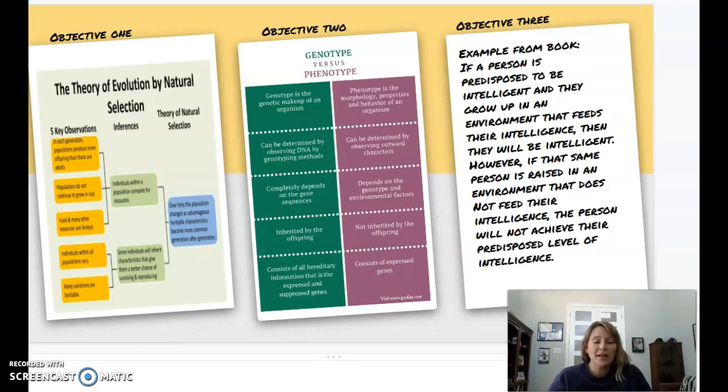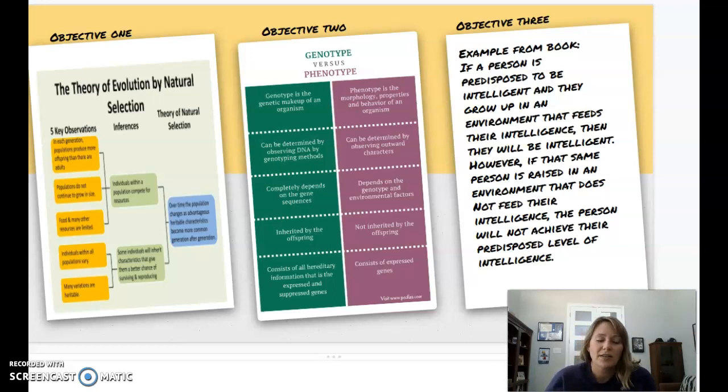Another example, I had to really look for these examples because I needed to see it. Another one would be a musically inclined person. If they were born already loving music, it was in their DNA, and they were musically inclined, and they were raised in a home that fed that, then they would reach their potential. But if they are raised in a home that does sports and not music, then they're not going to reach their potential. That's their physical characteristics.